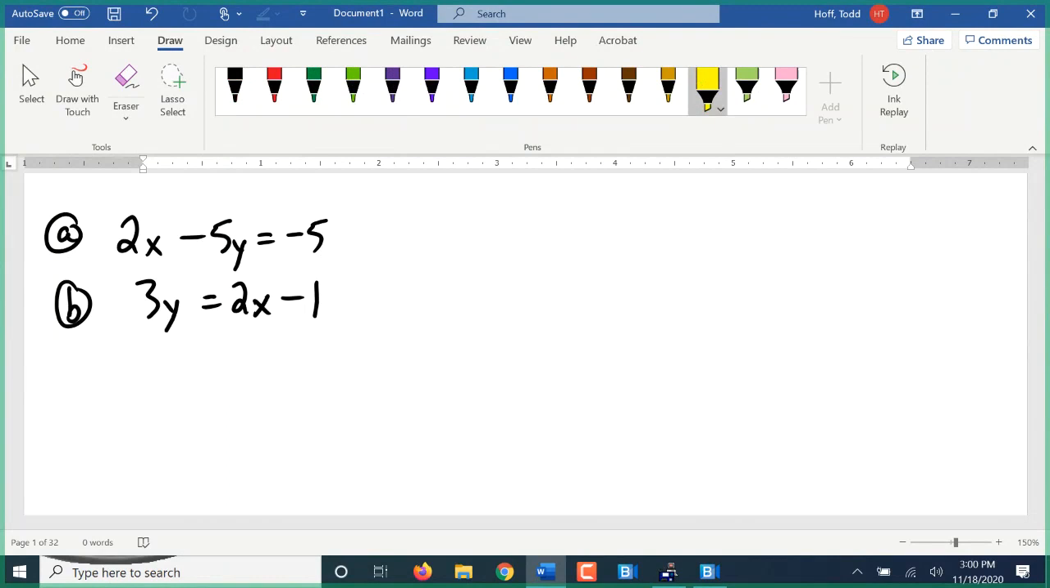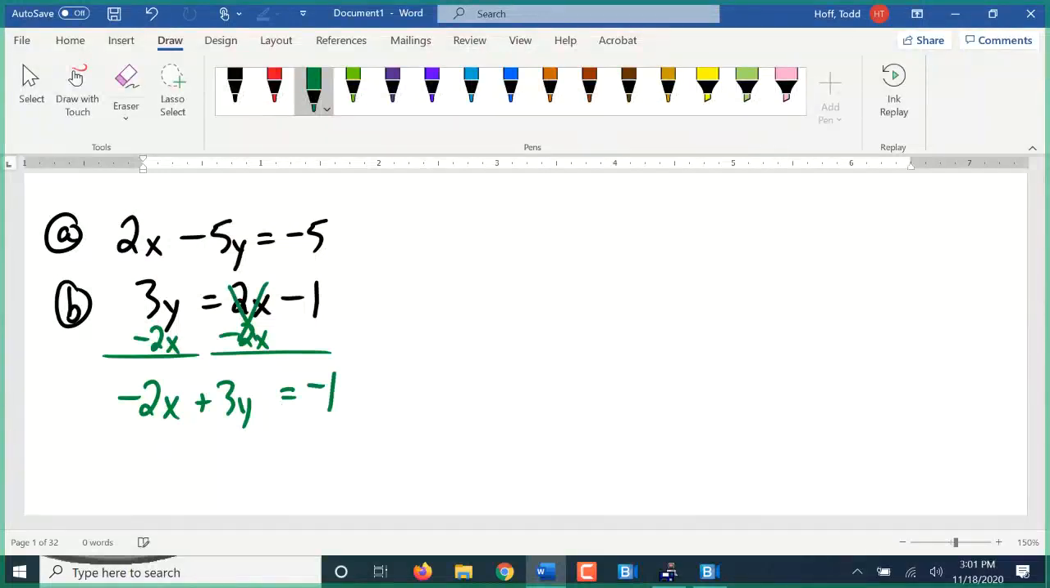Equation A is fine. X, y, equals constant. Equation B, not so fine. It's in the wrong order. I need to get this x over to the other side. So to do that, I'm going to start by subtracting 2x. Now, 3y minus 2x, I could write it as 3y minus 2x, but I'm going to write it as a negative 2x plus 3y, because I want them in that order, x and then y, then the equal sign. On the right side, the 2x and negative 2x cancel out, I have negative 1.